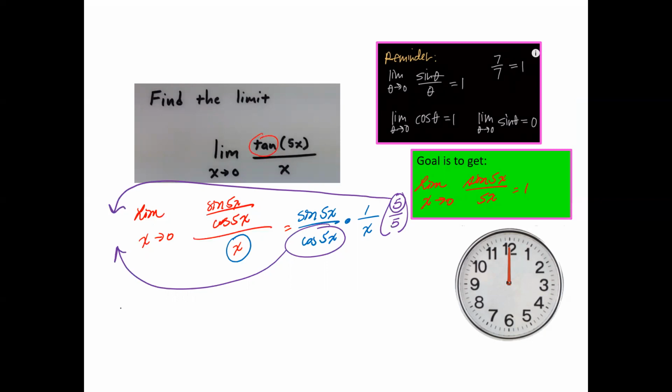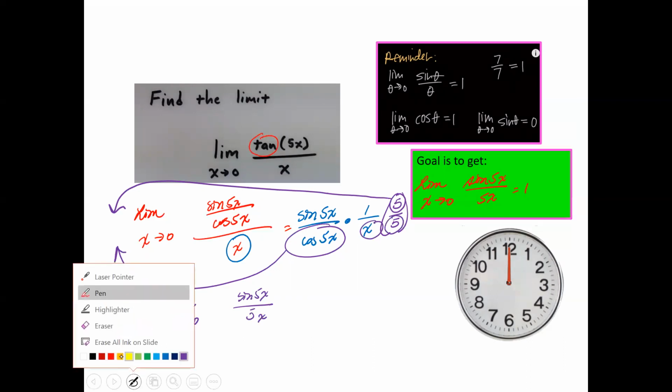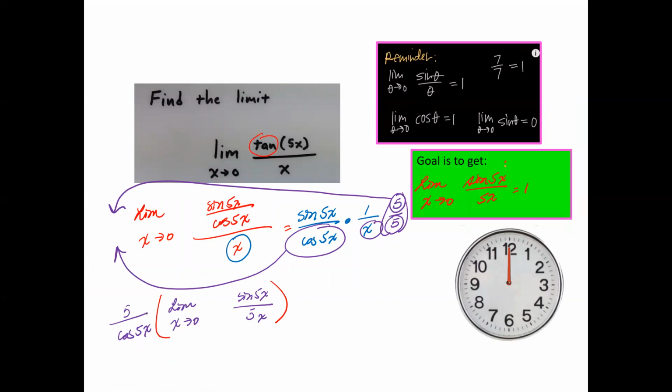So then what ends up happening is you have a 5 over cosine 5x, limit x approaches 0, and here it goes, sine 5x over, look how beautiful this is. You have a 5x now. And ta-da, the goal is achieved. Check that baby off. And then this part becomes a 1. So what is your answer then? 1 times the coefficient here is just going to give you 5 over cosine 5x.